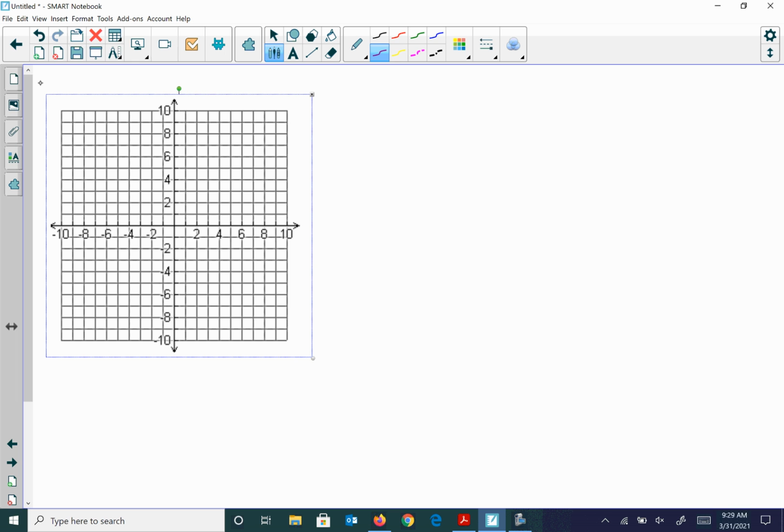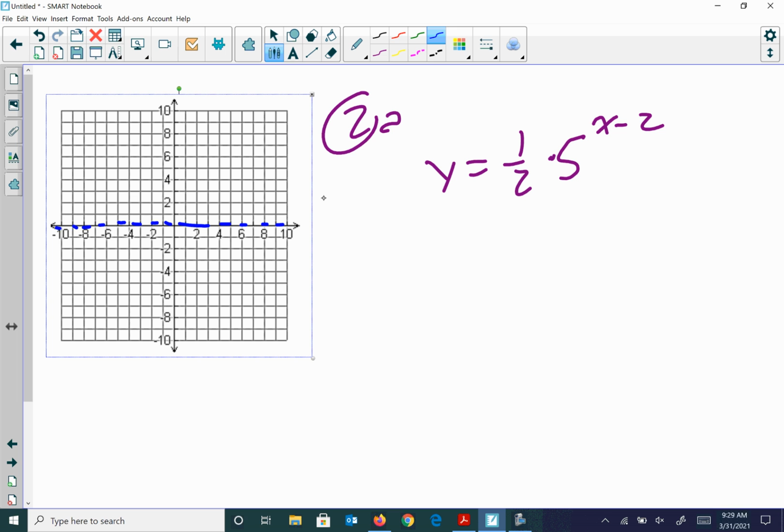So that was 1A through D. Now we're going to get to number 2A. I guess I labeled those wrong. y equals 1/2 times 5 to the x minus 2. So again, we're not adding or subtracting anything out here, so I have an asymptote at 0, which is fine.